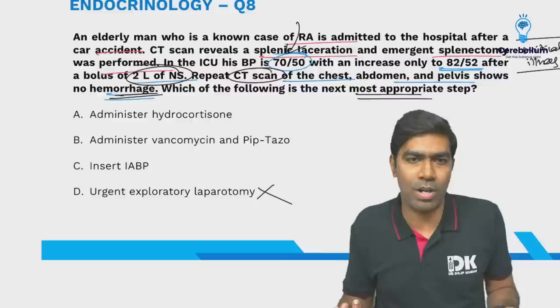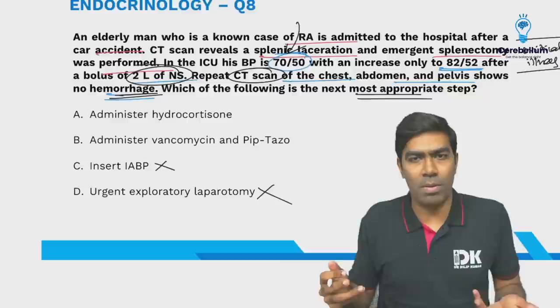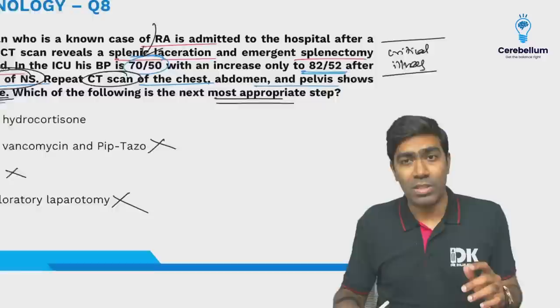IABP is for left ventricular failure. I'm not suspecting a left ventricular failure here. So it's not IABP, intra-aortic balloon counterpulsation. It's not septic shock because the problem is completely different here. Right answer by exclusion itself is administer hydrocortisone only. But what is the key principle here to understand?